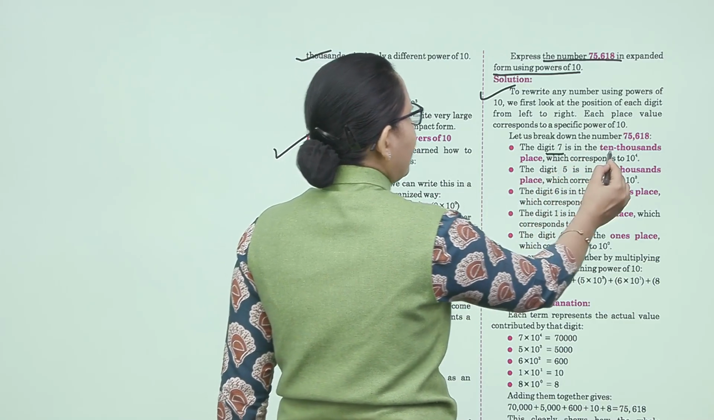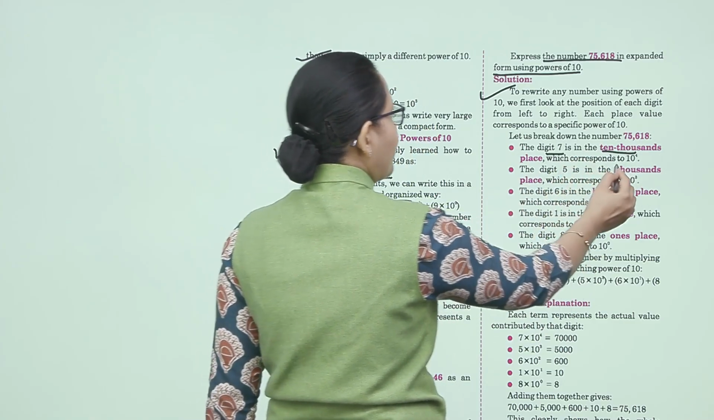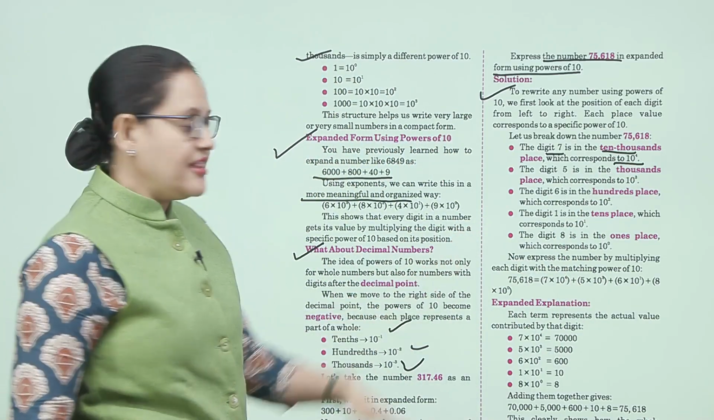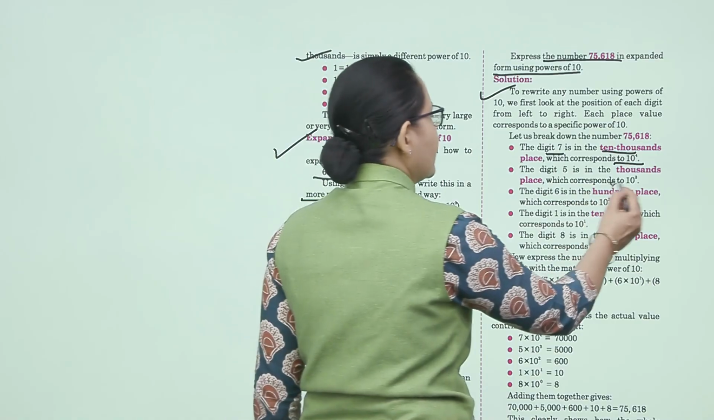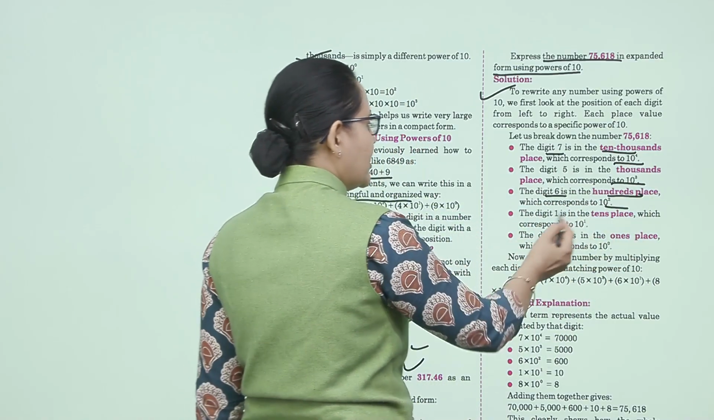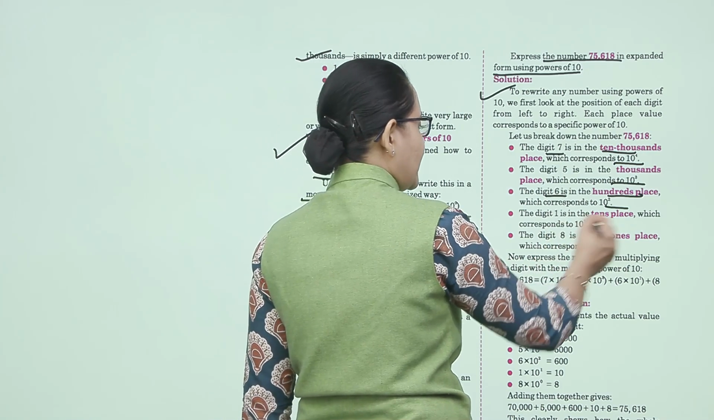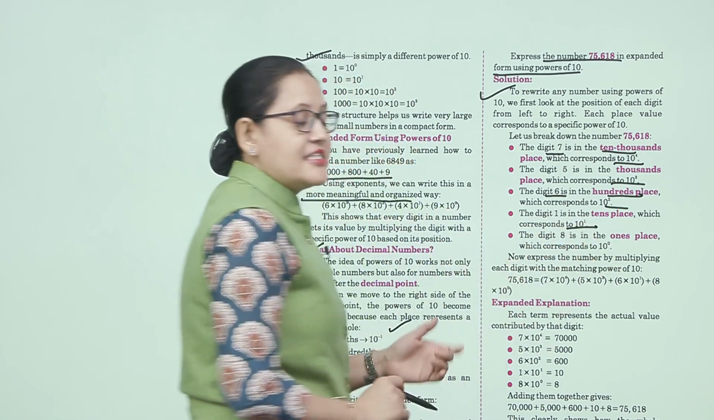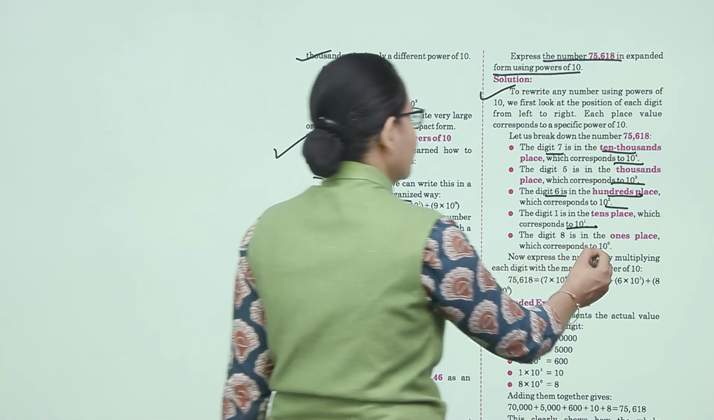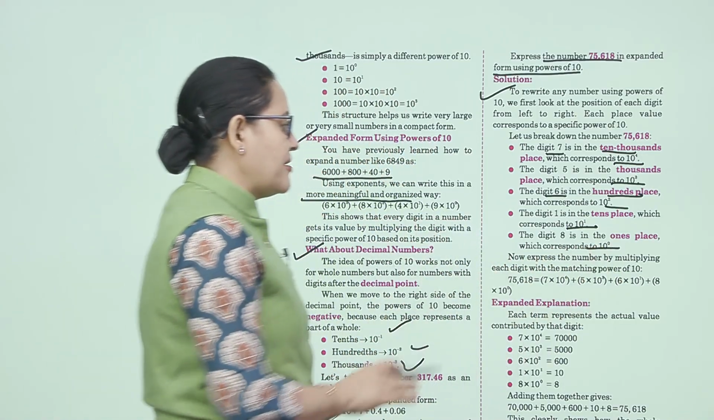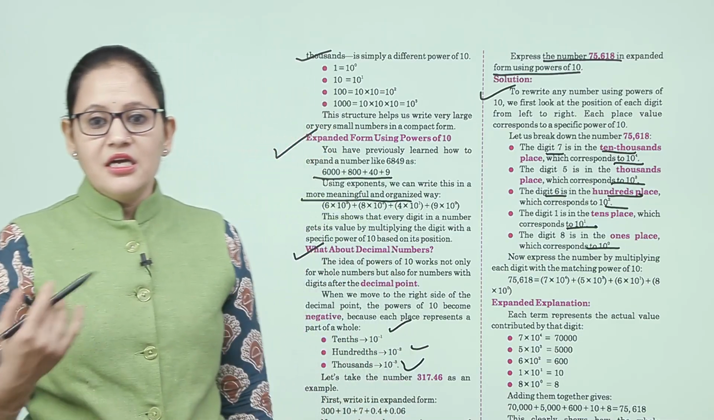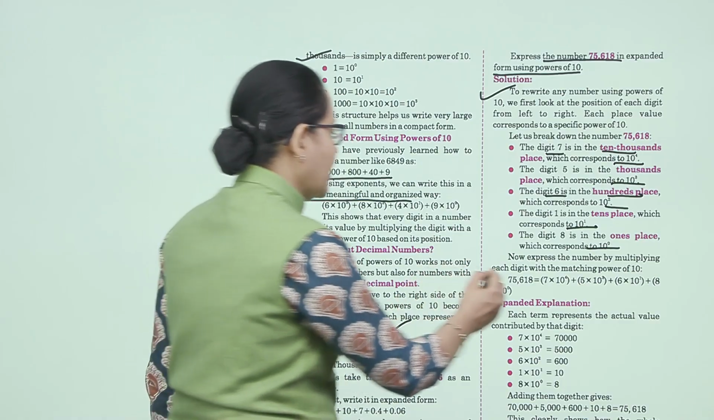The 7 is at the 10,000 place, which corresponds to 10 to the power 4. The digit 5 is at the 1000 place, that is 10 to the power 3. The digit 6 is at the 100 place, so 10 to the power 2. The digit 1 is at the tens place, so 10 to the power 1. And the digit 8 is at the ones place, corresponding to 10 to the power 0. Now, expressing the number by multiplying each digit with the matching power of 10, we write it like this.